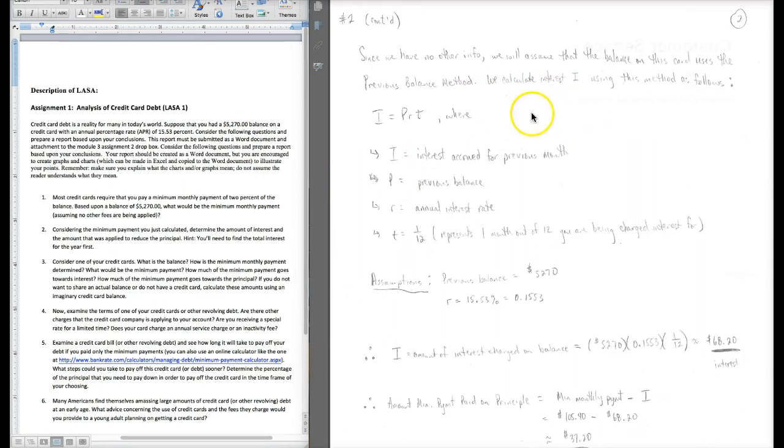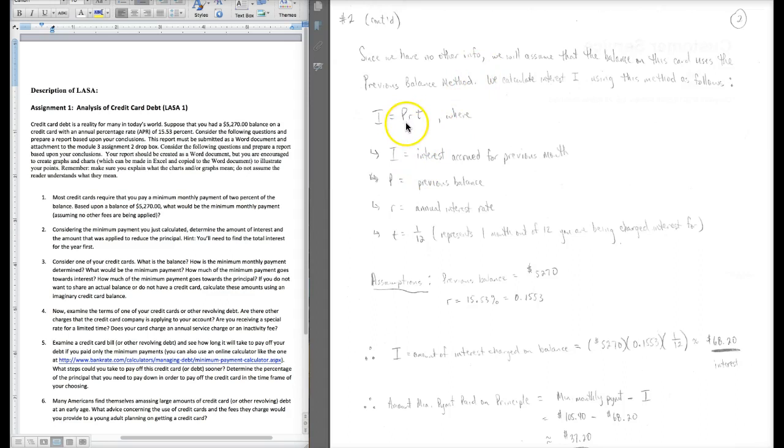All right, I had to adjust the viewing window here. Since we have no other info, we'll assume that the balance on this card uses the previous balance method. So I'm just using this as an example, okay?